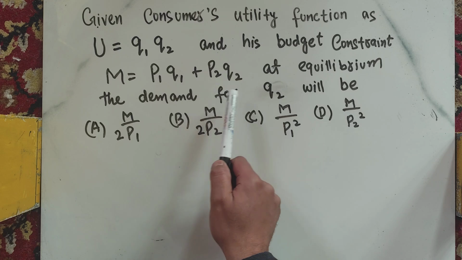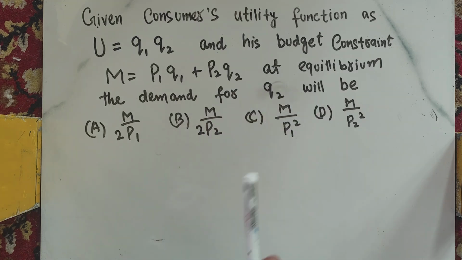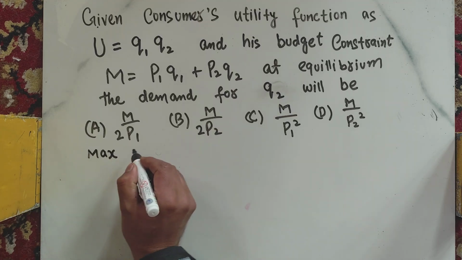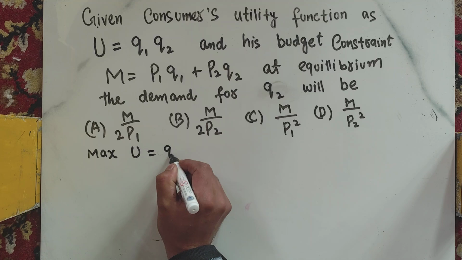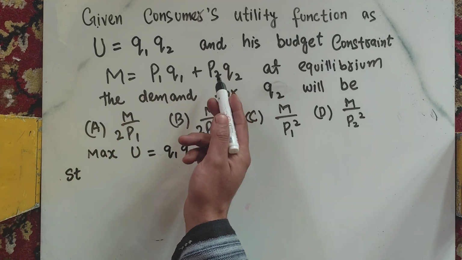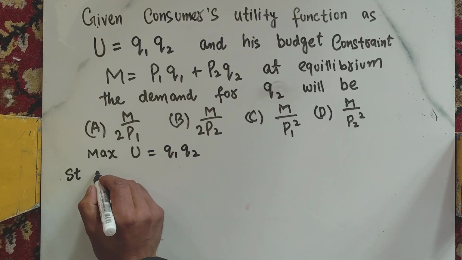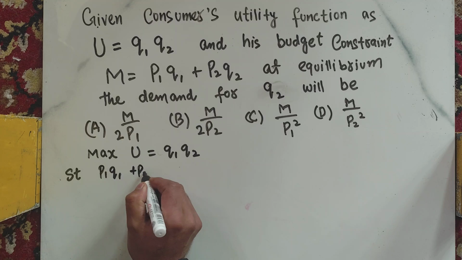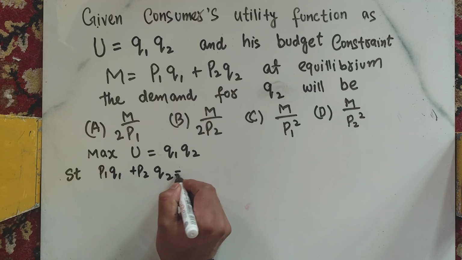At equilibrium, the demand for good Q2 will be, options are being given. We need to find out the correct option. Okay, so our endeavor will be to maximize the utility of the consumer, which is Q1 Q2, subject to the budget constraint that he is facing. I can write it like this: P1 Q1 plus P2 Q2 should be equal to M.